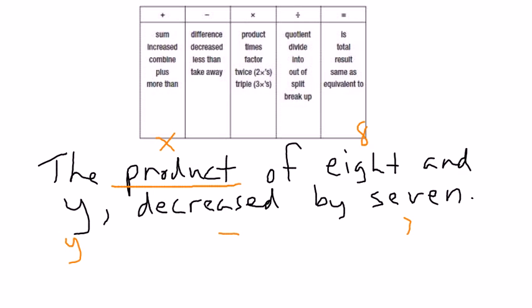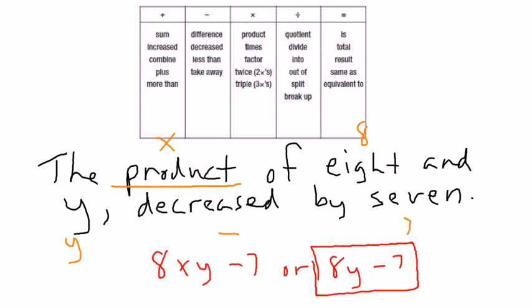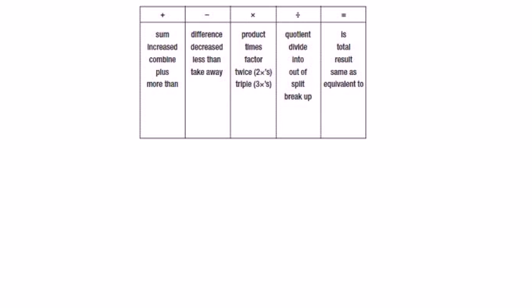So the product of 8 and y, decreased by 7, can be rewritten as 8 times y minus 7, or simply 8y minus 7. In algebra, when we're multiplying a number times a letter, we normally don't use the multiplication sign. 8y is understood that we're multiplying 8 times y. Okay, let's try one more.